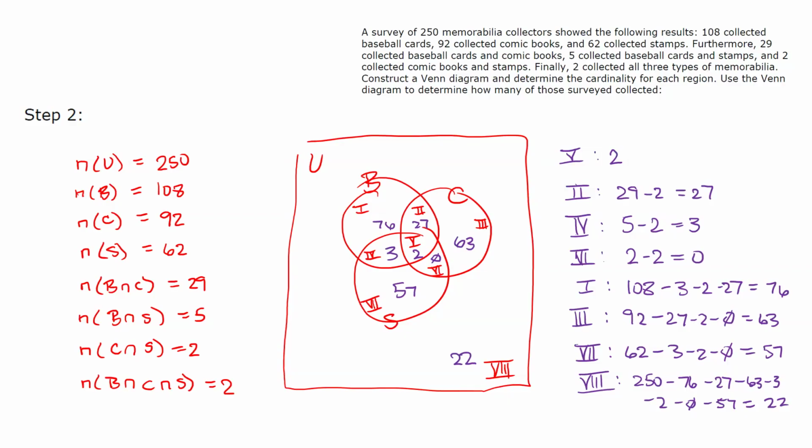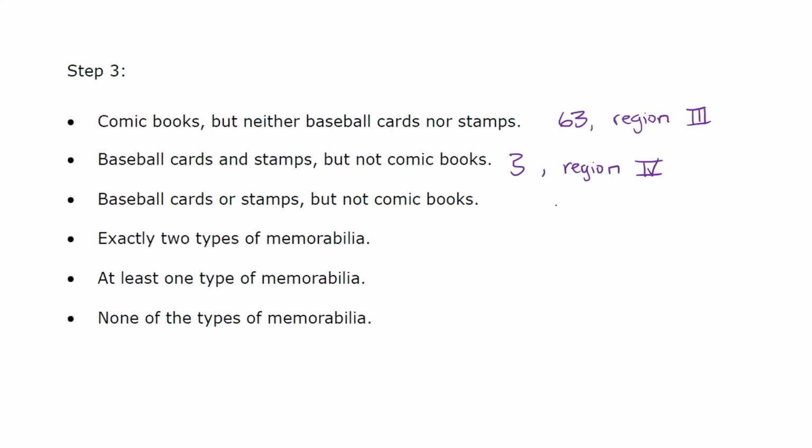So the numbers then that we would be adding together would be 76, 3, and 57. Which is 136. So this would be regions 1, 4, and 7.